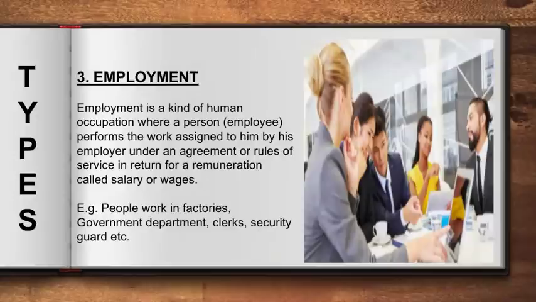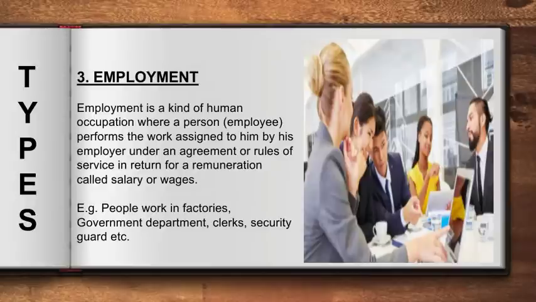Then the next one, the last one, there is employment. Employment is a kind of human occupation where a person, also called as an employee, performs the work assigned to him by his employer under an agreement or rules of service in return for a remuneration called salary or wage. Example, people work in factories, government departments, clerks, security guards, etc.